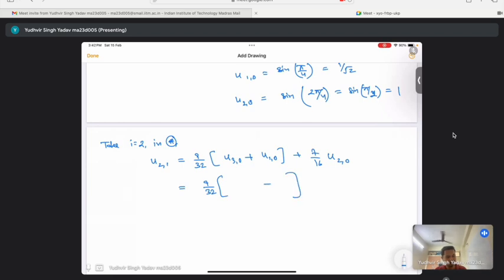So u_1^0 we have seen is 1 by root 2, and u_3^0 is nothing but sine 3 pi by 4, which is also 1 by root 2. So here also we have 1 by root 2, plus 7/16 times u_2^0, which is 1. After solving this, the final value for u_2^1 is 0.83525.